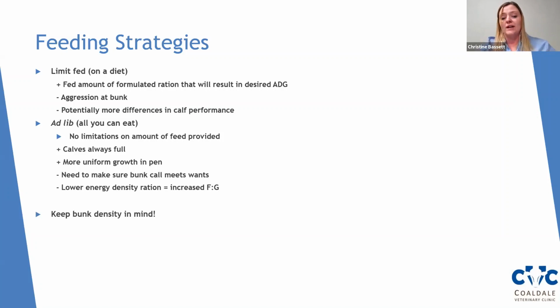So with both strategies, one thing to keep in mind is bunk density, especially with those limit fed calves. We need to make sure that there's enough bunk available that all of those calves can get up at a time. Otherwise, those timid calves are not going to perform as well as the more aggressive calves. If possible, try and feed at least two passes a day. This will help encourage those calves to come up to the bunk and eat, which is what we want, especially in the beginning when you're starting those calves.